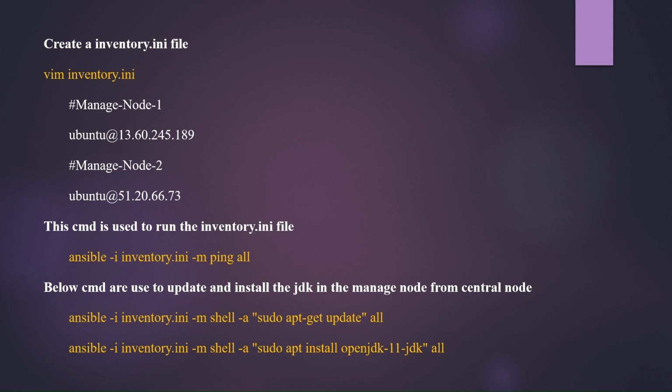So we need to create an inventory file with the vi editor, inventory.ini. So we need to specify the command. The next command is used to run the inventory.ini file. We need to ping all the servers. And the below commands are used to update the JDK on the managed node from the control node. I will explain these commands during configuration. Let's go and configure the things.